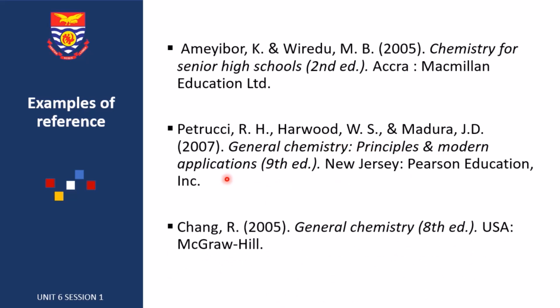And then also there is another example here, a book by just one author. So it is Chang, a book by Raymond Chang. Because it is one author, we don't need any ampersand here. So the surname, initial, year, title of the book, edition, place of publication, and the publisher.